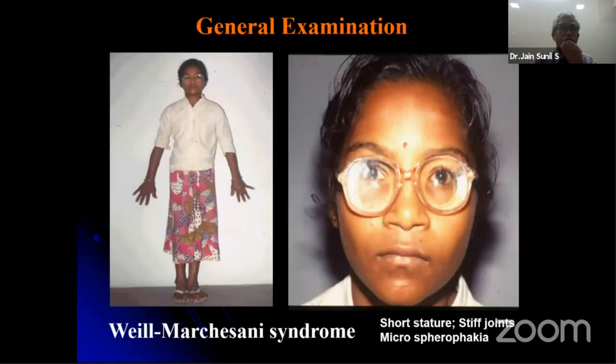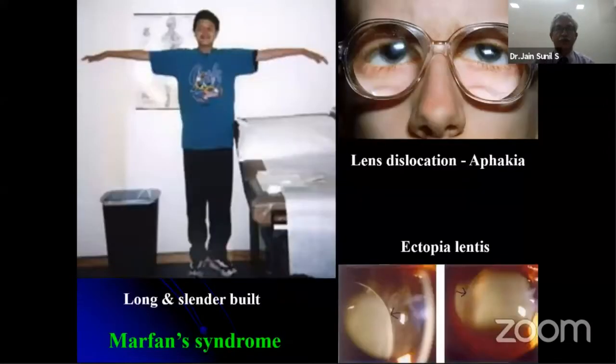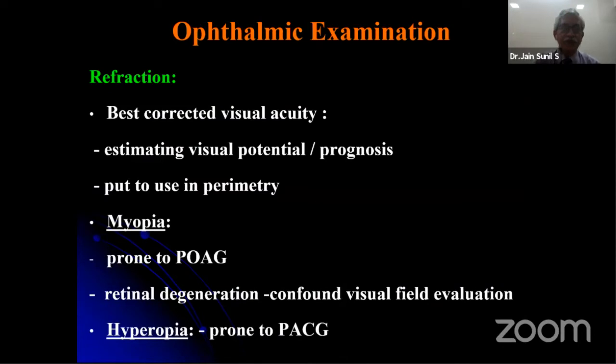There are certain syndromes which help clinch a diagnosis, especially on general examination. If you have a patient with Weill-Marchesani syndrome, you could have a patient who has short stature with stiff joints presenting with microspherophakia, which causes lenticular myopia. These patients have intermittent angle closure. Also in Marfan syndrome, because of the laxity of the zonules, the lens tends to move back and forth and can result in angle closure glaucomas. Once you've done the refraction, that will help you estimate the visual potential, and it will also help you in the perimetry. Most of the myopics, as we know, present as primary open angle glaucoma, and primary angle closure glaucoma is associated with hyperopia.